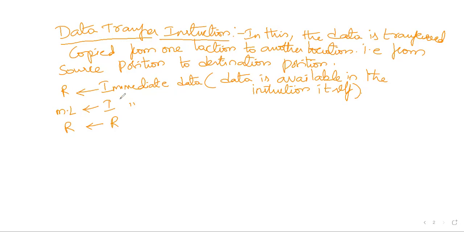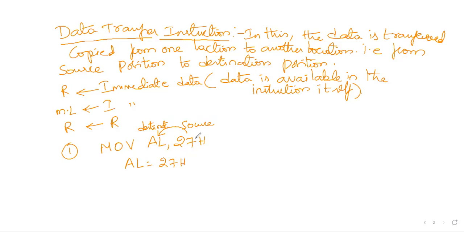Now let us see the examples. For example, the first category, MOV AL, 27H. MOV AL, 27H means that 27 is immediate data. It is 8-bit immediate data, in the source position, and AL is the destination position. So the data is copied into the AL register. After execution of this instruction, AL contents becomes 27H.